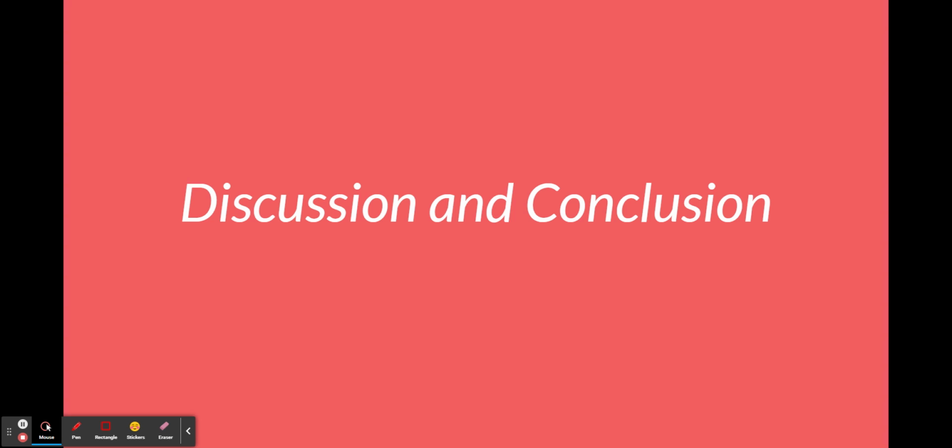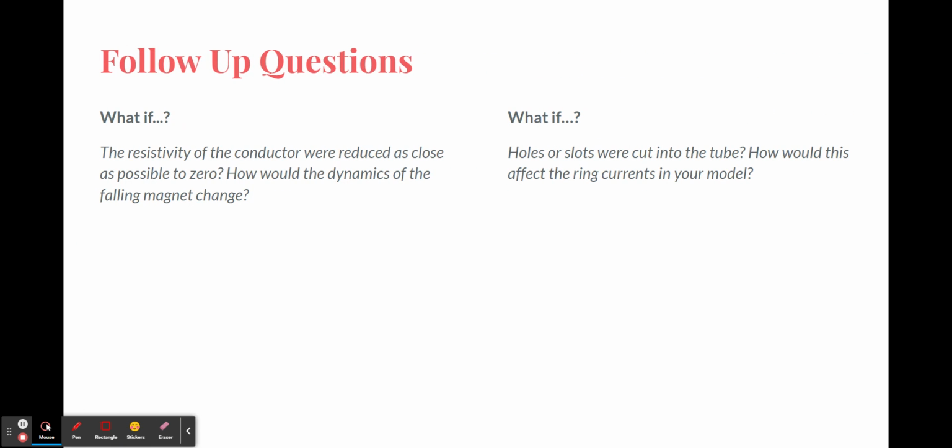So, discussion and conclusion. What if the resistivity of the conductor were reduced as close as possible to 0? How would the dynamics of the falling magnet change? Well, the induced current would be more significant, thus slowing the magnet even more, as the magnetic force would increase, as shown in the bar graph before, it would go up. And what if holes or slots were cut into the tube? How would this affect the ring currents of the model? Well, the current would be less, and the magnet would fall through faster.